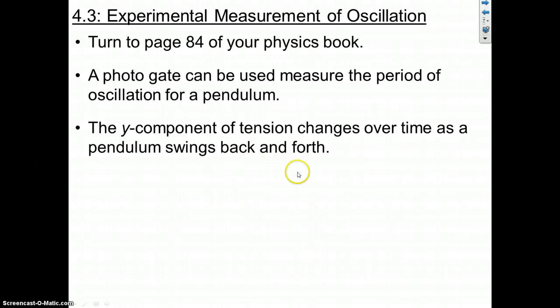We can also use a force sensor, right? So clearly, the Y component of tension changes over time as the angle changes, in other words, as the pendulum swings back and forth. When the pendulum is all the way over to the side, the Y component of tension is going to be kind of small because of that big angle. But when the pendulum is straight up and down in the 0 position, the Y component of tension is simply the same as the total tension in the string. But as the angle gets bigger, as it moves farther away from the vertical position, the Y component decreases. So it changes over time.